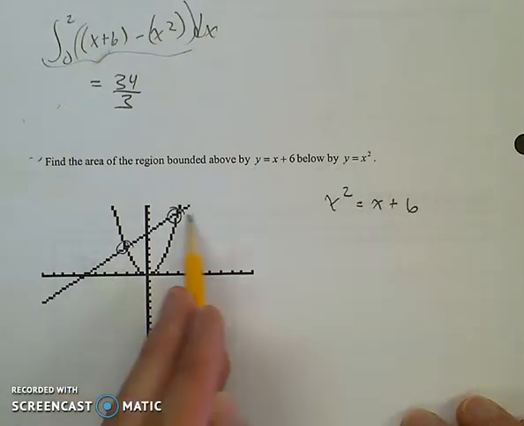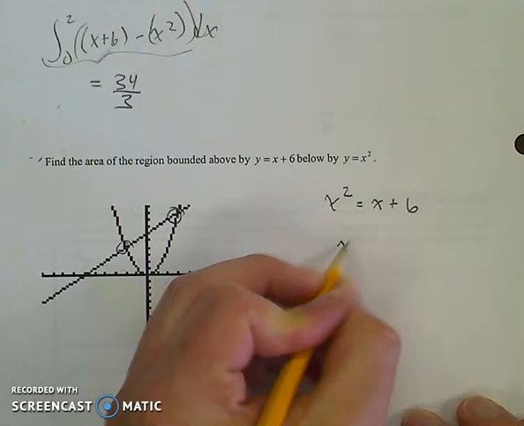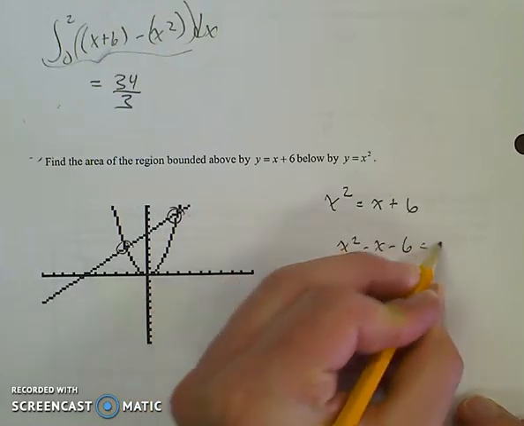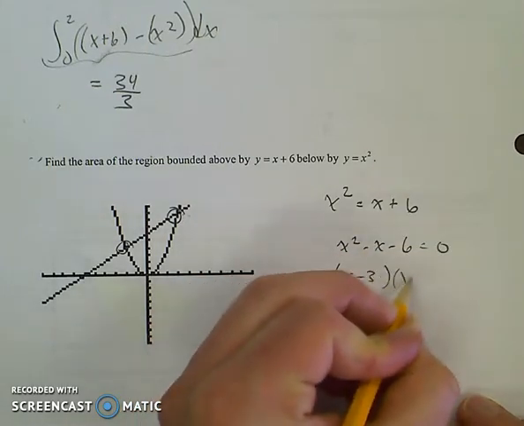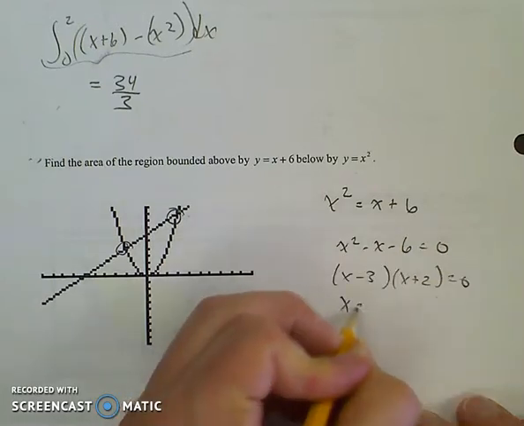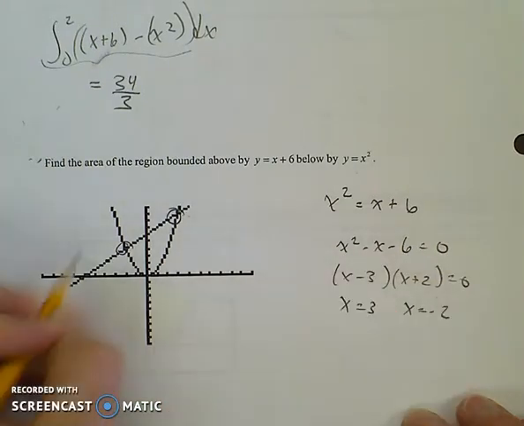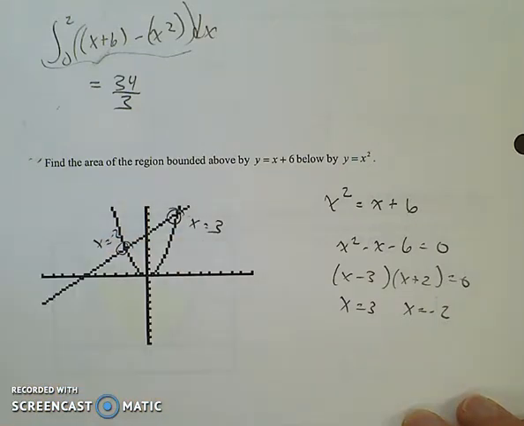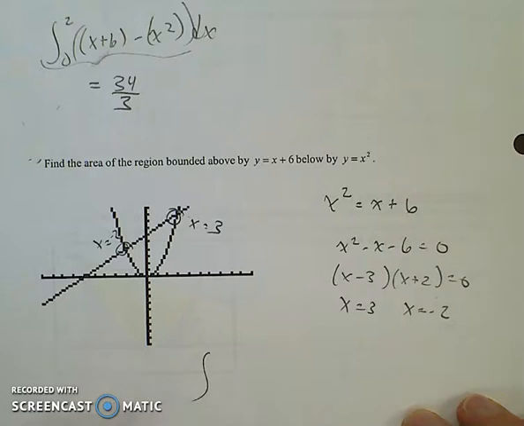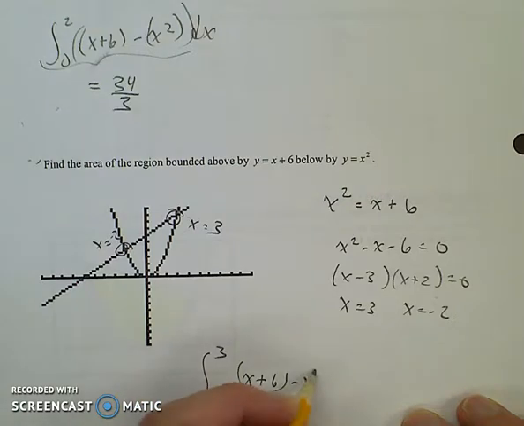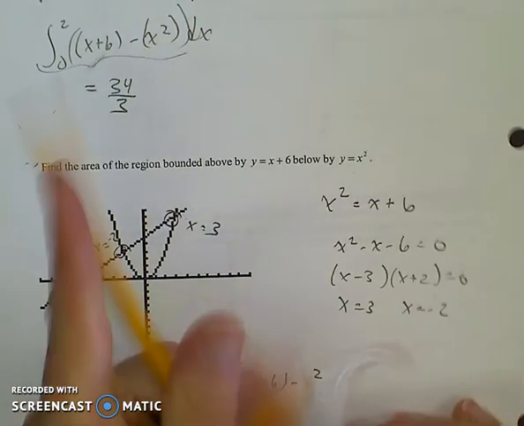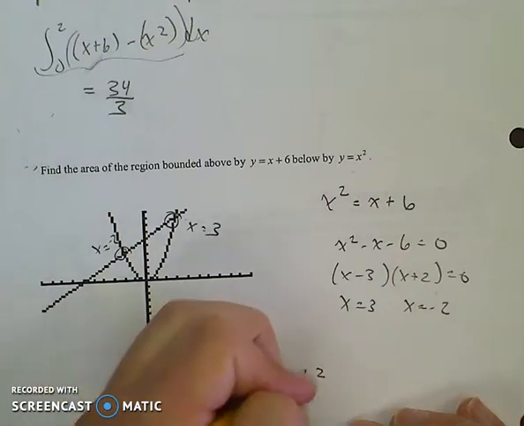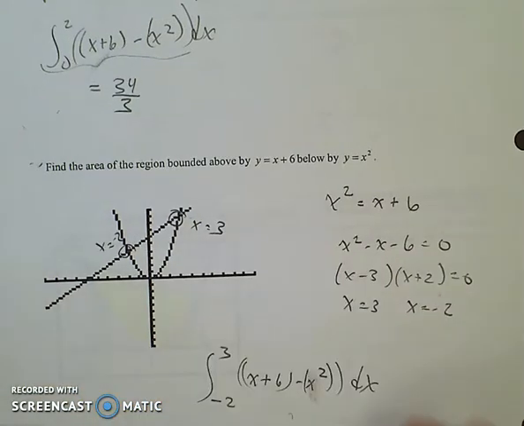We want to know when they're equal, when they intersect. So x squared minus x minus 6 equals 0. Factor that. So you know that's x equals -2 and x equals 3. And so now we know we're looking at the integral from -2 to 3 of x plus 6 minus x squared dx.